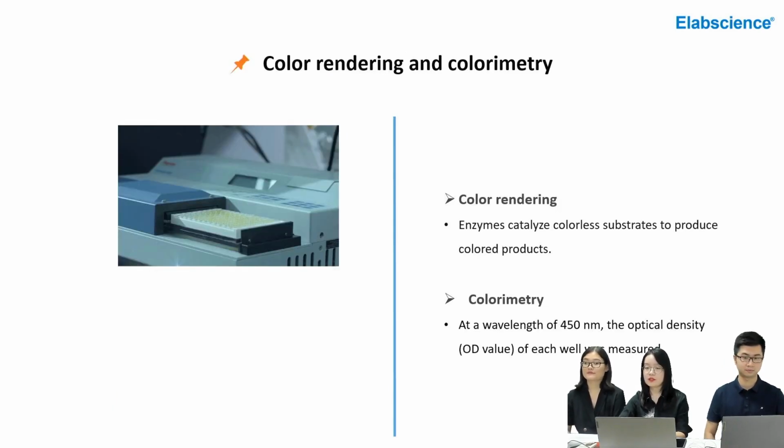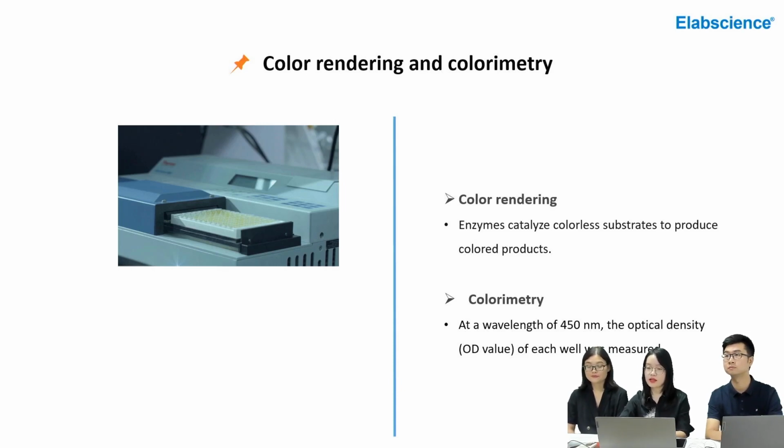The last step is the color rendering and the colorimetry. Color development is the final incubation step in an ELISA experiment. At this point, the enzyme catalyzes the colorless substrate to produce a colored product. The color reaction should be carried out in the dark, and the reaction temperature and time should be controlled according to the manual and be strictly accurate.